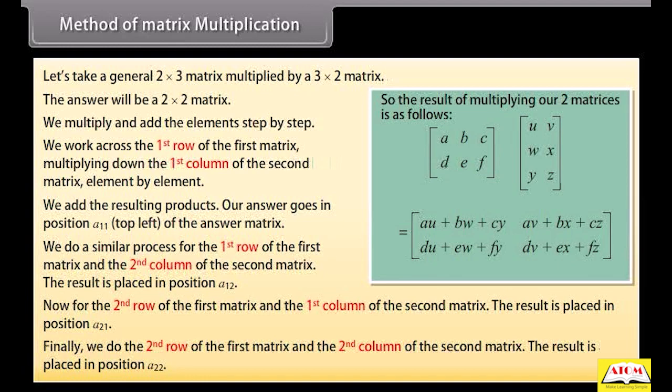So, the result of multiplying our two matrices is: matrix row-wise, first row A, B, C, second row D, E, F, times matrix row-wise, first row U, V, second row W, X, third row Y, Z, produces matrix row-wise, first row AU plus BW plus CY, AV plus BX plus CZ, second row DU plus EW plus FY, DV plus EX plus FZ.